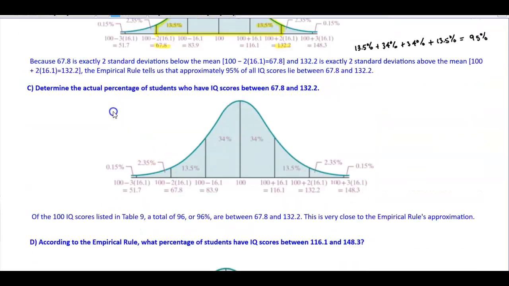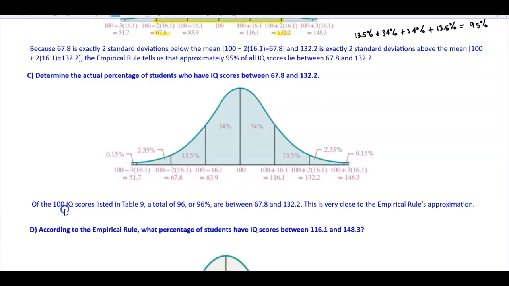Next, we want to determine the actual percentage of students who have IQ scores between 67.8 and 132.2. Of the 100 IQ scores listed in that table, a total of 96, or 96%, are between 67.8 and 132.2. This is very close to the empirical rule's approximation.